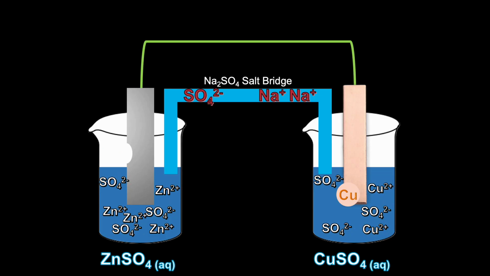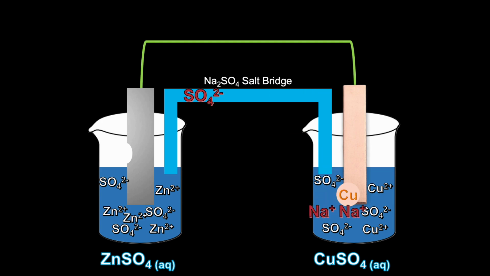This is where the salt bridge comes in. So when we introduce this salt bridge, the salt bridge is going to have an ionic salt that is not going to be reacting. It's just going to be essentially spectator ions, but those ions are going to flow into these solutions so that we can keep our overall 0 charge.